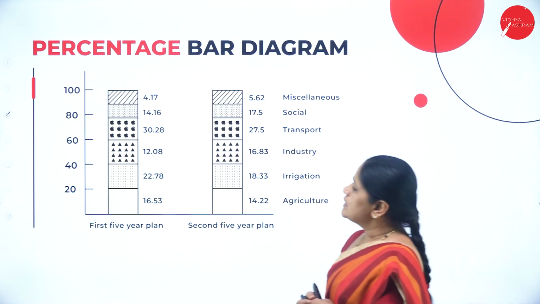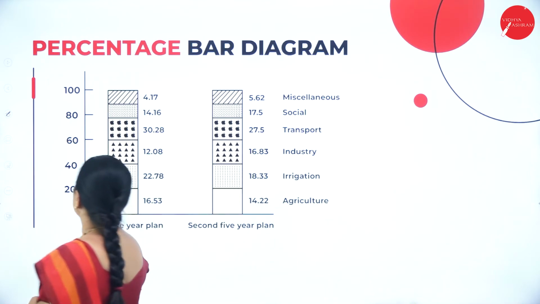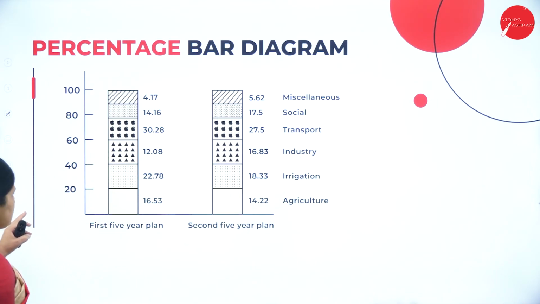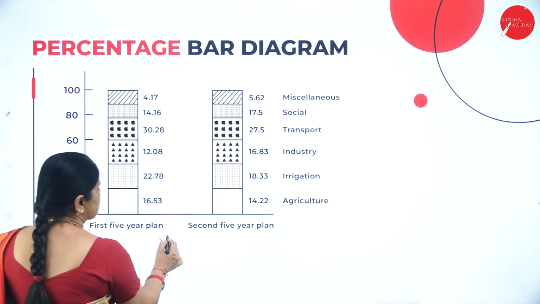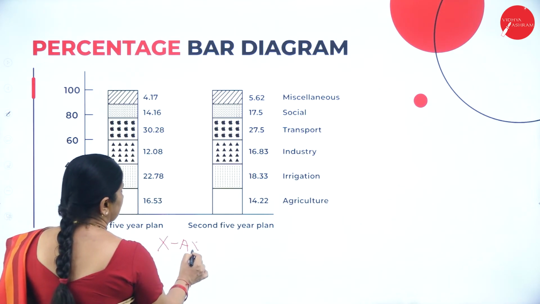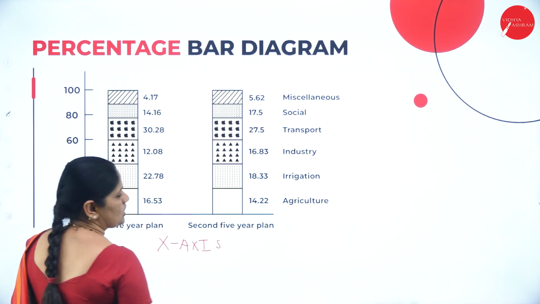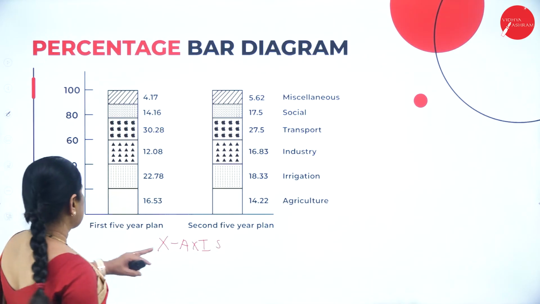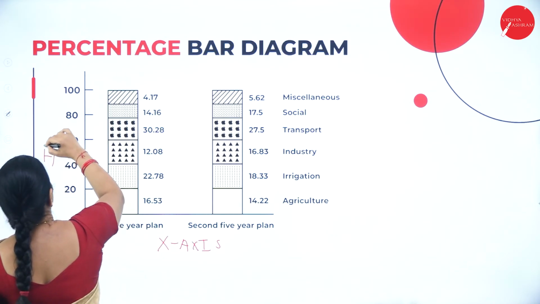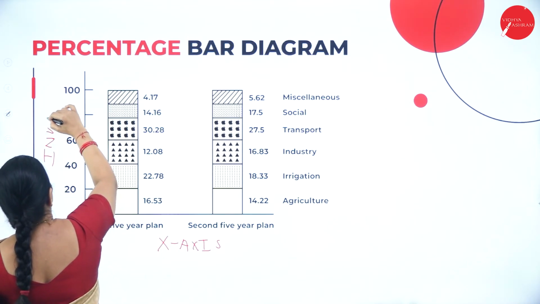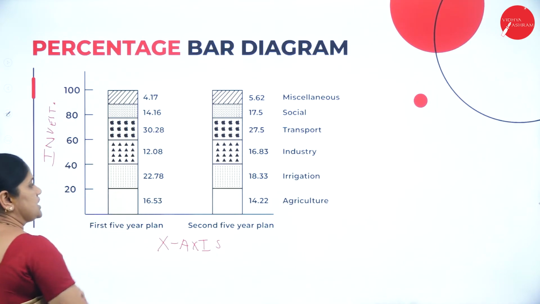Now, based on the percentage calculation, we will be presenting it in the form of a diagram. So, this data is being represented here. Now, if you can see here, the first 5-year plan is on the x-axis, and the second 5-year plan is also represented on the x-axis. On the y-axis, we have the investments. So, what is the money invested in each sector?